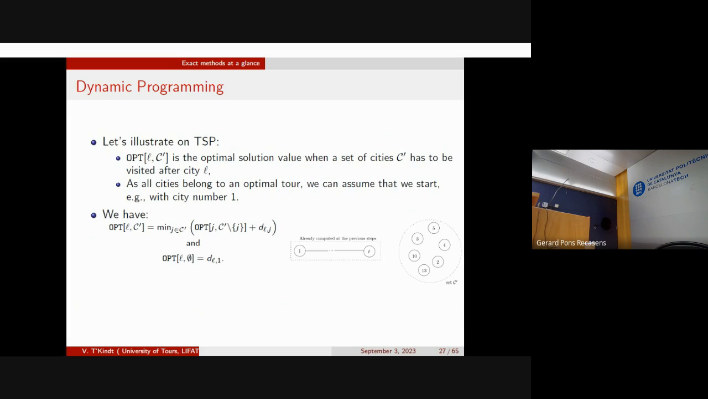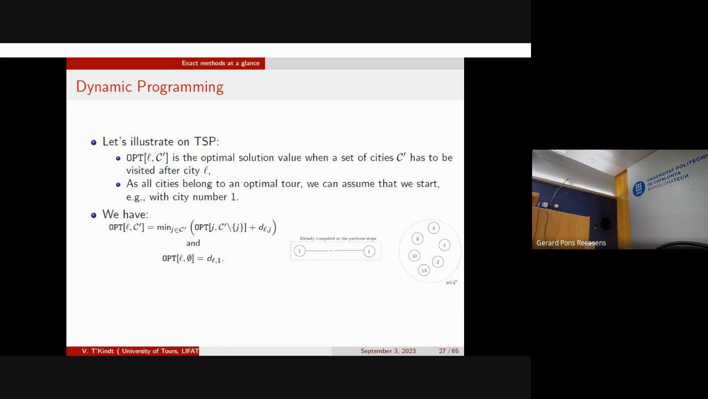So when I have opt of L, C prime, I am in this situation. I've already built part of the tour, starting from city 1, and I am now at city L. That's why I have L here. And the cities that remain to visit, for instance, are 3, 4, 5, 2, 13, 10. That's C prime. They have to go after this tour.